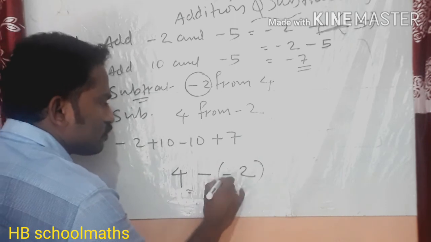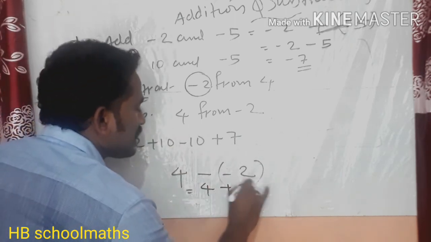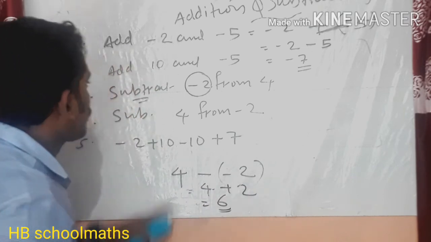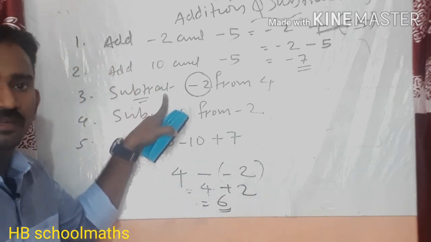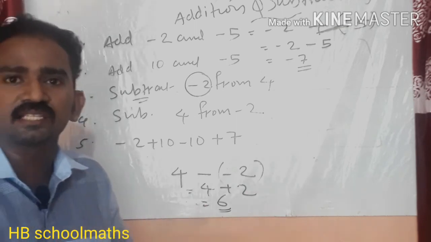So see, now two same signs here, two minus signs near. Put a plus symbol between them. So 4 plus 2, answer is 6 only. See, the question is subtraction, subtract, but we added here. Some questions are like that, about the sign of an integer, sometimes we will add, sometimes we will subtract.